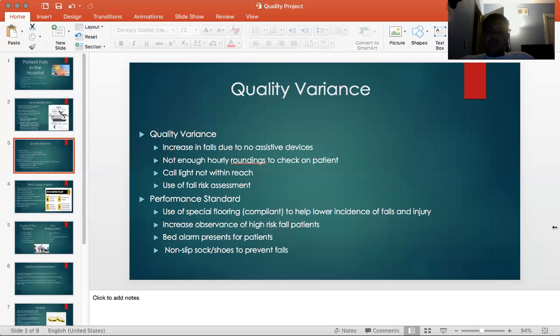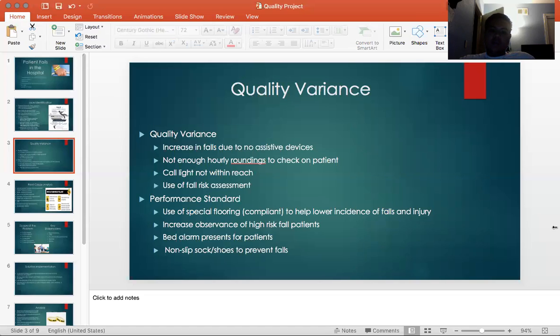So for the performance standard, what we want to do is use special compliant flooring to help lower the incidence of fall injuries. There are some special floorings that could be implemented in a hospital to help prevent falls due to slipping, and flooring that is soft, so in case you do fall, it allows for a softer landing.